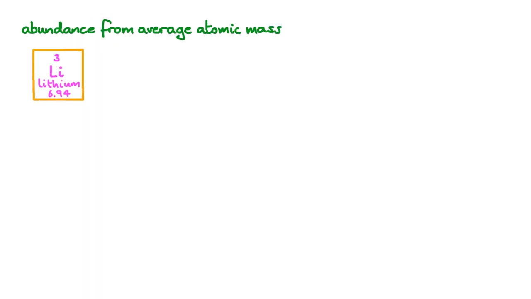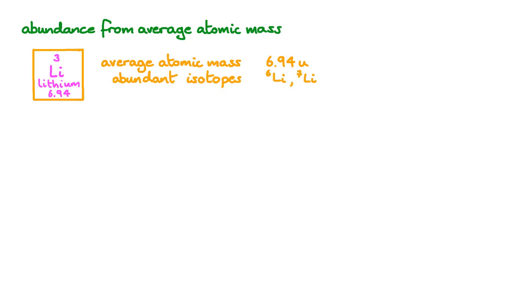Let's try something different. Let's flip things on their heads and figure out the abundance of the isotopes from the average atomic mass. We know from the periodic table that the average atomic mass of a lithium atom is 6.94 unified atomic mass units. You could also use the relative atomic mass, where we simply don't include U. The next thing we need to know is what isotopes of lithium are abundant. In this case, it's just lithium-6 and lithium-7. And the last thing we need are the isotopic masses, which we're going to estimate from the mass numbers of the isotopes to be about 6 U and about 7 U.